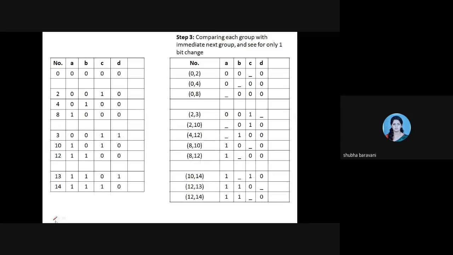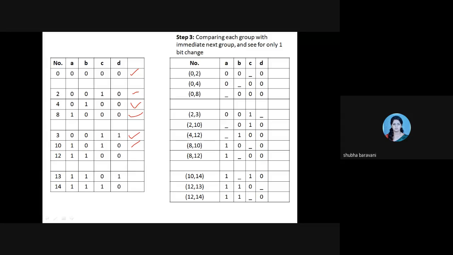Step 3. All are tallying this? Yes, ma'am. Now, I'll put a tick mark, okay? See here, 0 and 2 are there in step 3. So, for 0 I'll put, and for 2 I'll put. 4 and 8 are also there. So, 4 and 8 I'll also put, I'll tick mark. 2 is already done. 3 I have to do. Okay, then I have to do 10.